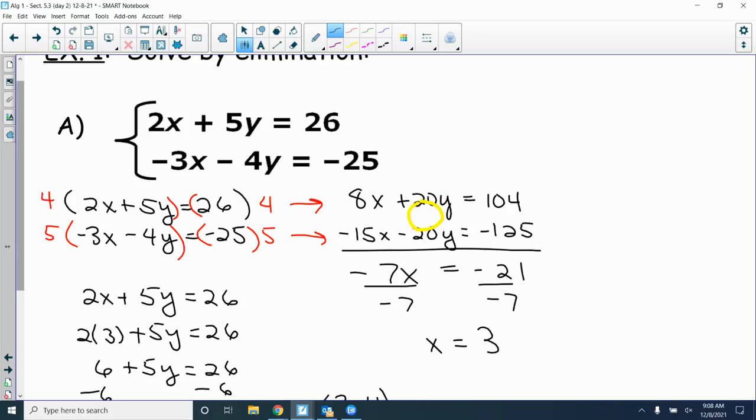You could multiply the top one by 3 and then the bottom one by 2. Yep, just 3 and 2. And like I said, just pay attention. You don't even need to write it down because that gives me 6x plus 15y equals 3 times 26, 78, I'm hoping. Negative 6x minus 8y equals negative 50. When I add those together, I get 7y equals 28. Divide by 7, I get y equals 4.